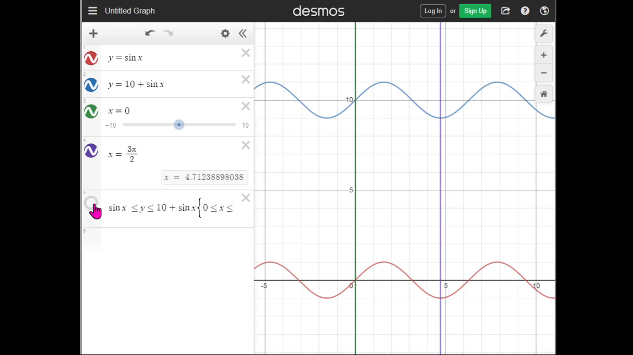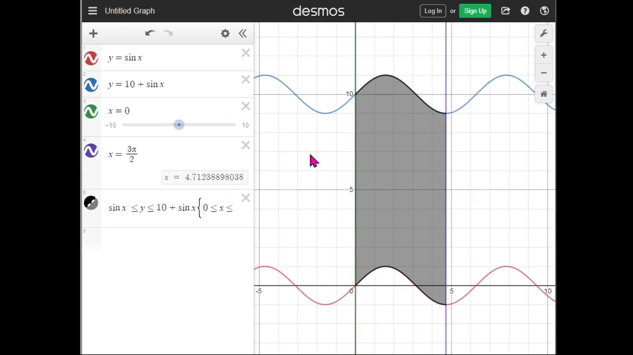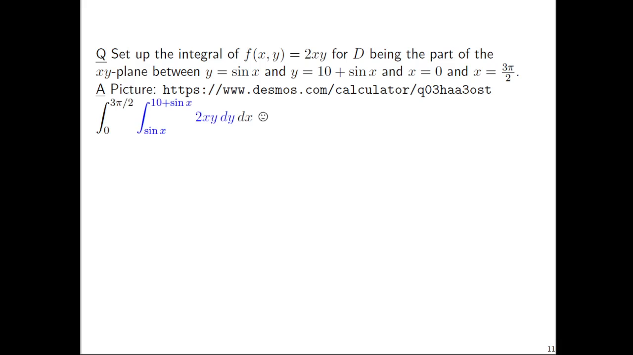Here's a picture of those four equations, and we're looking at the region in here. So x is from 0 to 3 pi over 2, right? And then the y values are always stuck between sine of x and 10 plus sine of x. So if we go back, x should go from 0 to 3 pi over 2. y should go from sine of x to 10 plus sine of x, and we're integrating the function 2xy.